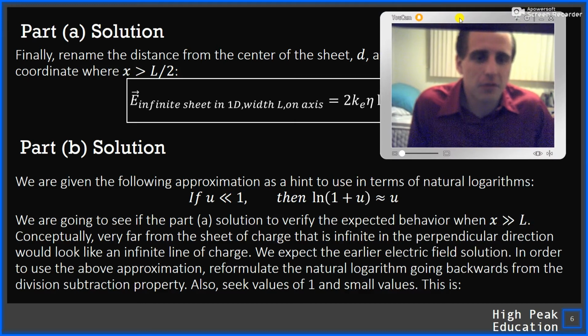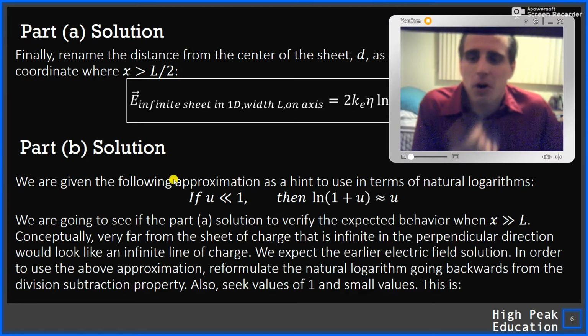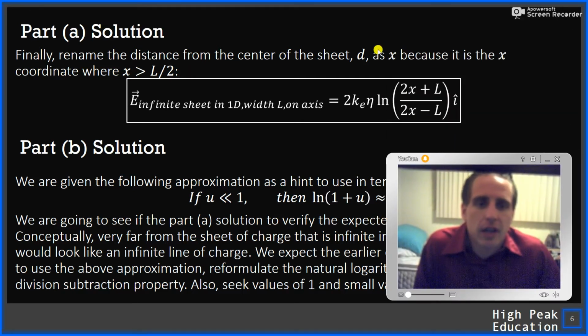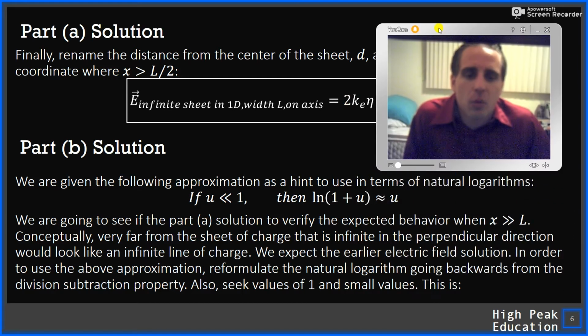Okay, so I'll move my image up here. Now part B of the solution says the following. We are given the approximation and the hint that if u is much, much smaller than 1, then the natural logarithm of 1 plus u is approximately u. So we have to use this property of natural logarithms. And what we're going to see is that if we take our solution in part A, we're going to allow x to be much, much greater than L.